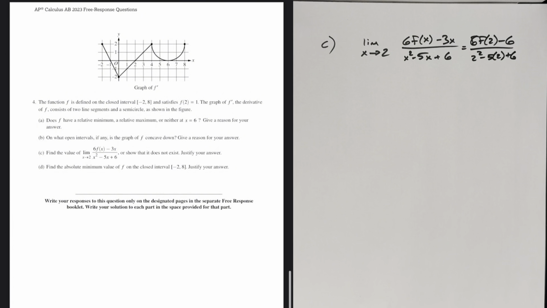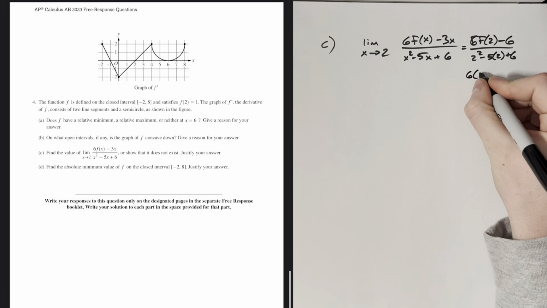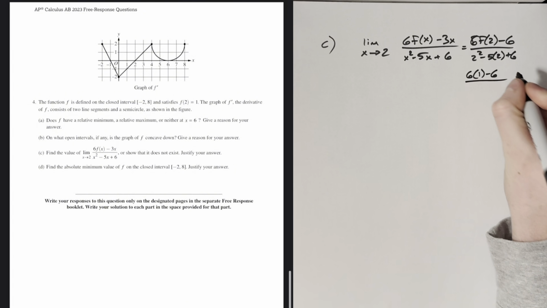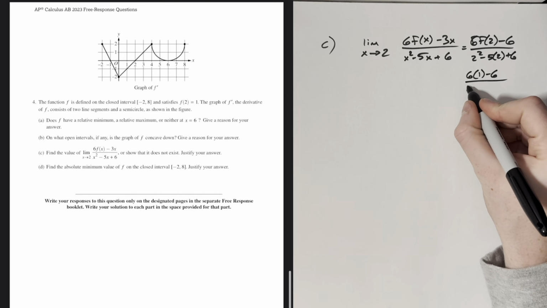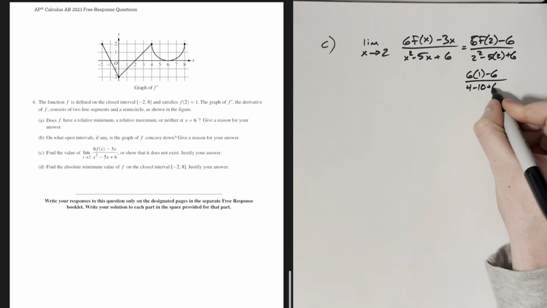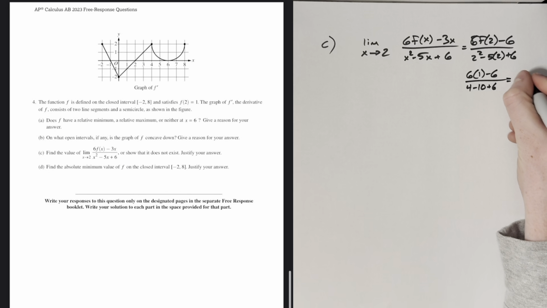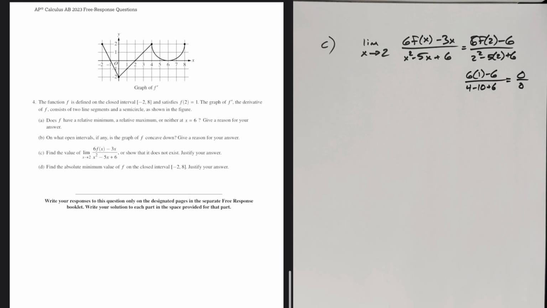Now, at the beginning of the question, it says that f of 2 is equal to 1. That was the only initial condition that they gave us. So f of 2 is equal to 1. So that's 6 times 1 minus 6 divided by 2 squared, which is 4, minus 10 plus 6. When we look at those, both of those are equal to 0. So when we direct substitute, we get 0 over 0.